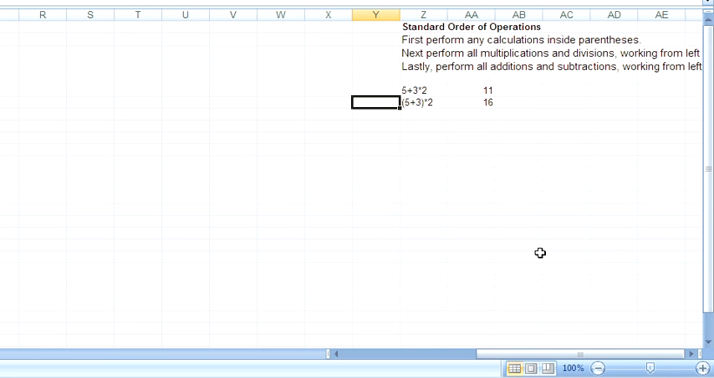Well, in this particular operation, we've got 5 plus 3 in a parentheses. And again, the standard order of operations states that all operations inside of a parentheses are calculated first. So 5 plus 3 is calculated first, which is 8. 8 times 2 is 16. This is the correct answer.